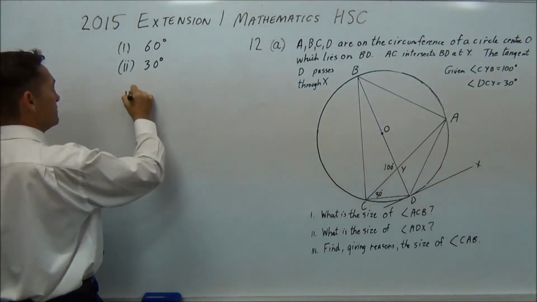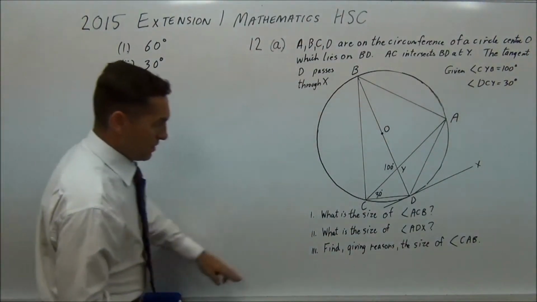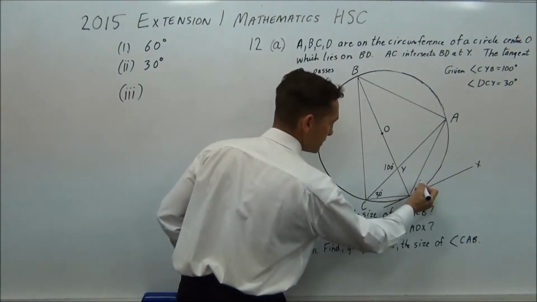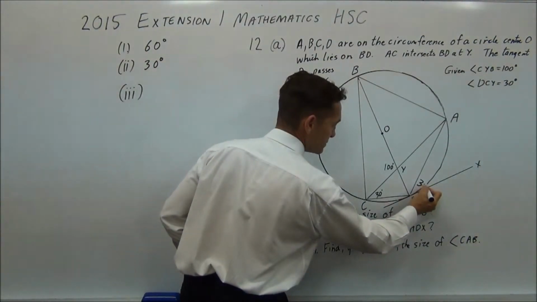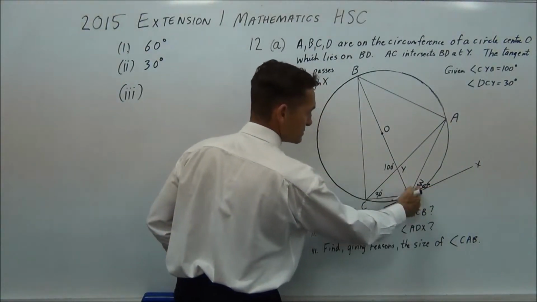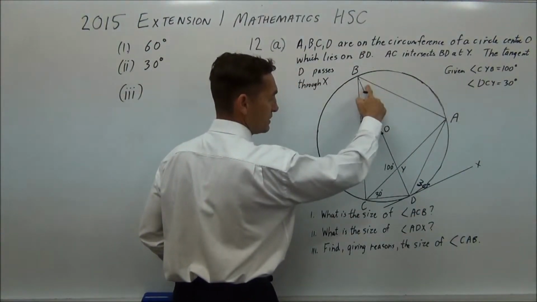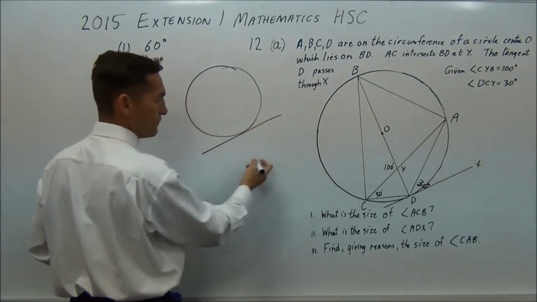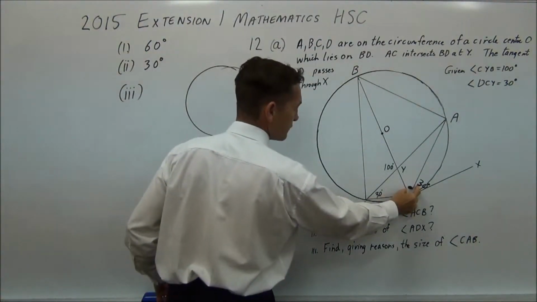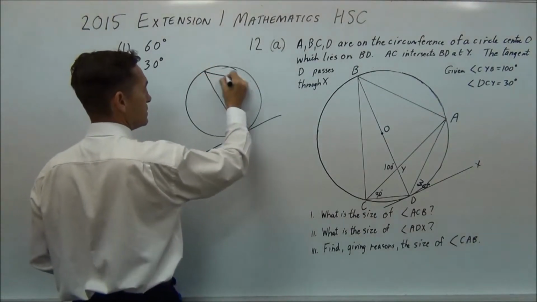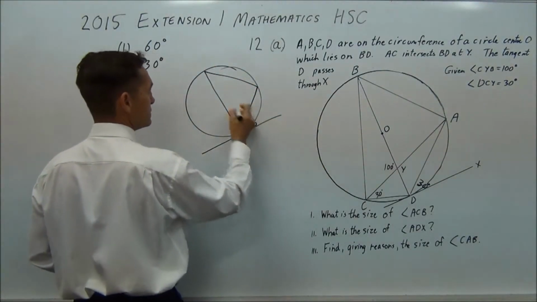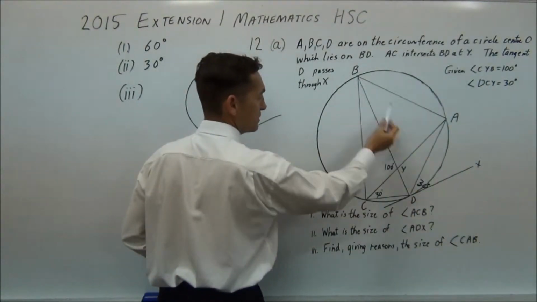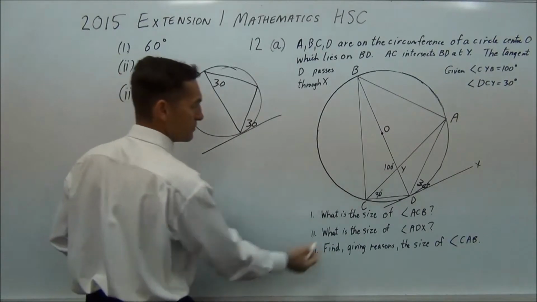So if we look at the third one, find giving reasons the size of angle CAB. Now you know already you've labelled that as 30, and you would have labelled this on your diagram as 30, and you've got 2 ways to get to here, and that's the triangle you want. So let's draw that. The first way is straight from there. If we look at this like that, that's 30, so that's 30. So that's one way you can get that 30. The second way you can get that 30 is straight from here.